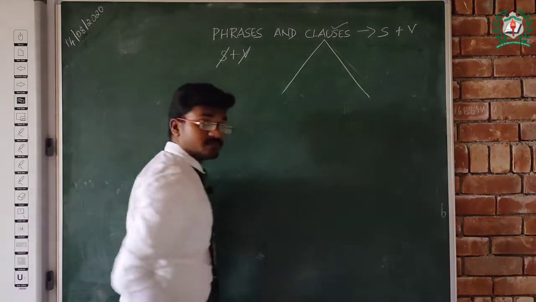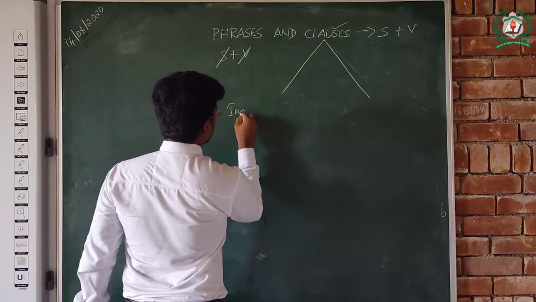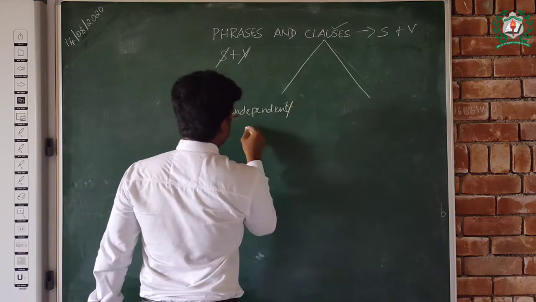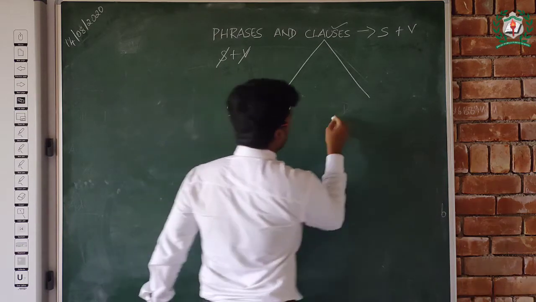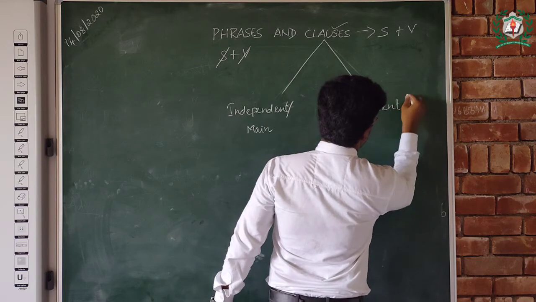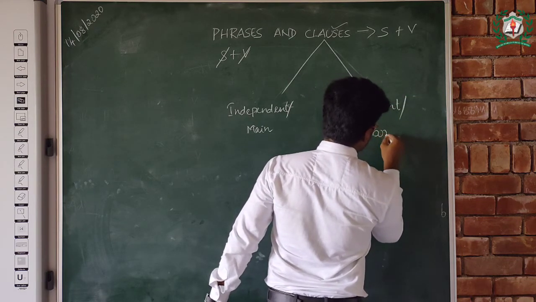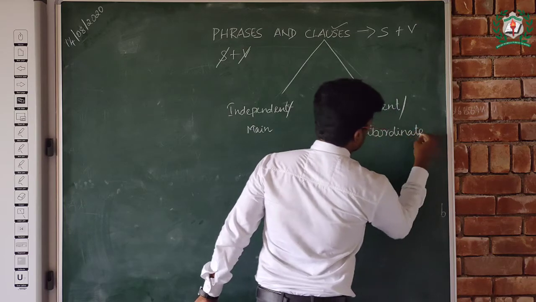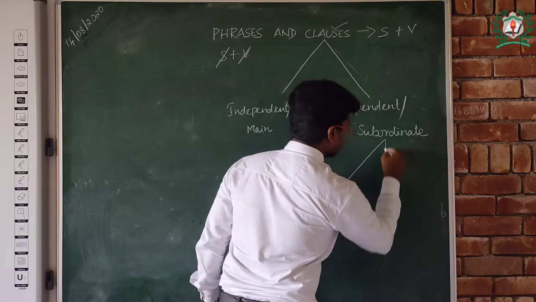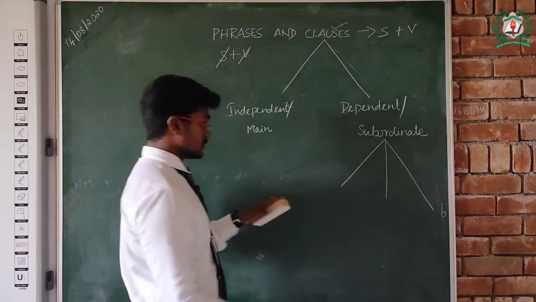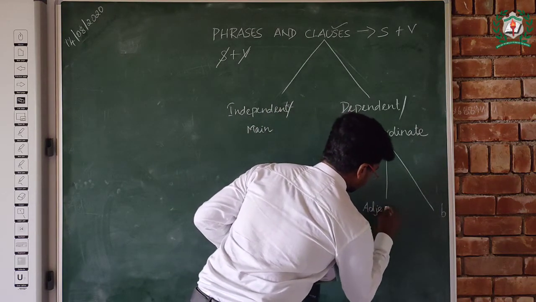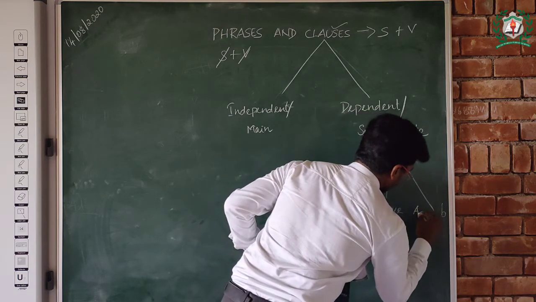The clause is divided into two. One is independent or main clause. The other one is dependent or subordinate. And then again, this subordinate clause is divided into three: noun, adjective, and adverb.